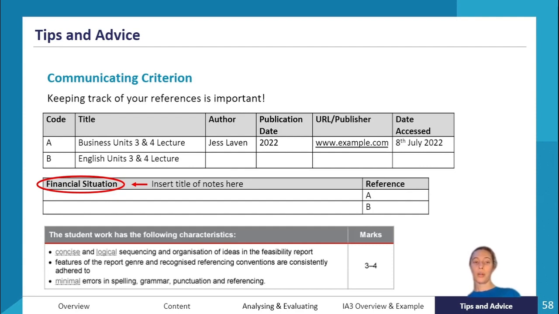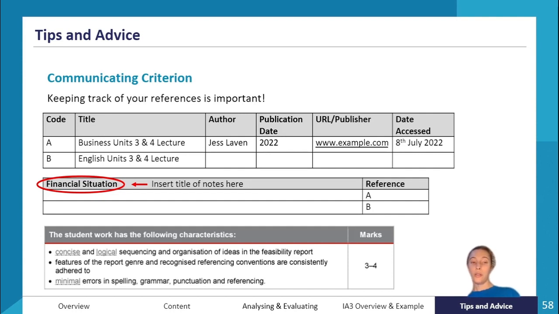I would have a code, the title, the author, the date, the URL, the date accessed. You don't even need all of those details. You could just have the code and then the URL. And then when you go to do your referencing, you would need to go back to that URL and find that additional information so you can do your referencing properly.